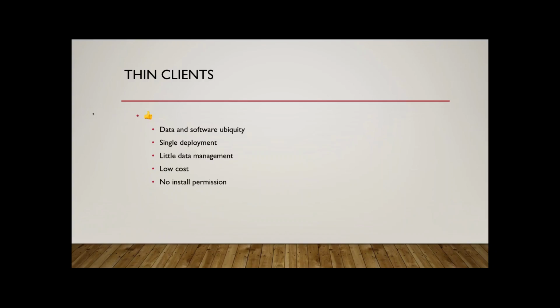Thin clients, on the other hand, like a web browser, have the advantage of data and software ubiquity, right? So go to a web page. You have the software right there by going to the web page. The deployment is a single deployment. You upload a new version of the software to the server that's serving it, and that's available for everyone. There's very little data management for a user, so they connect to a web page, and that's it. They don't have to manage lots of little bits of data, and of course cost is lower, and they don't have to ask permission to install any software to interact with the data. In some environments, this is very important.